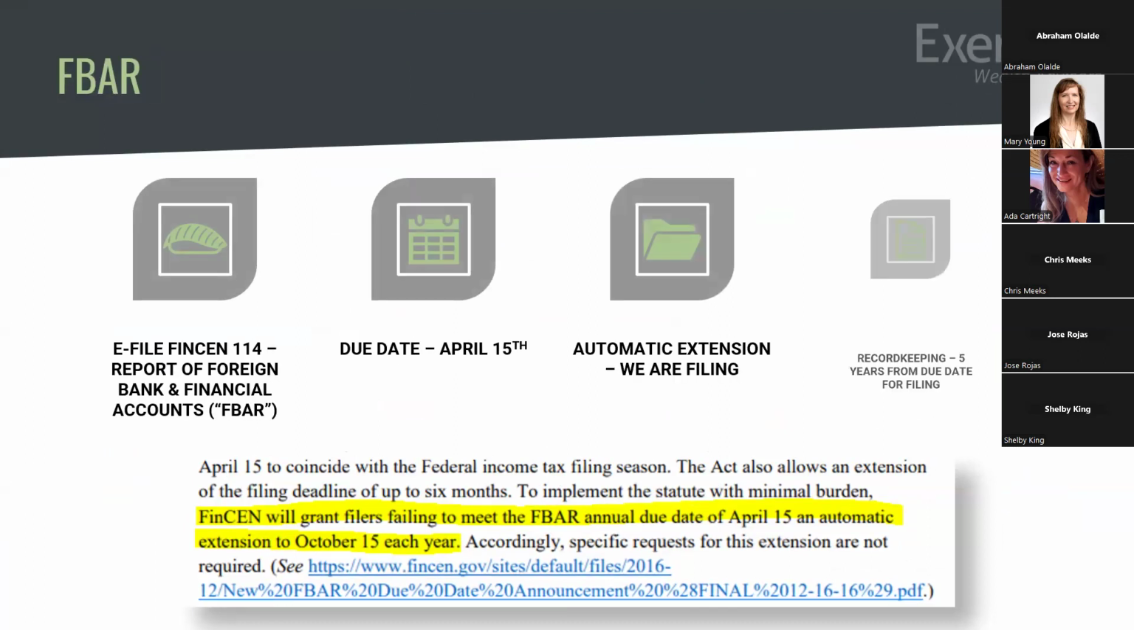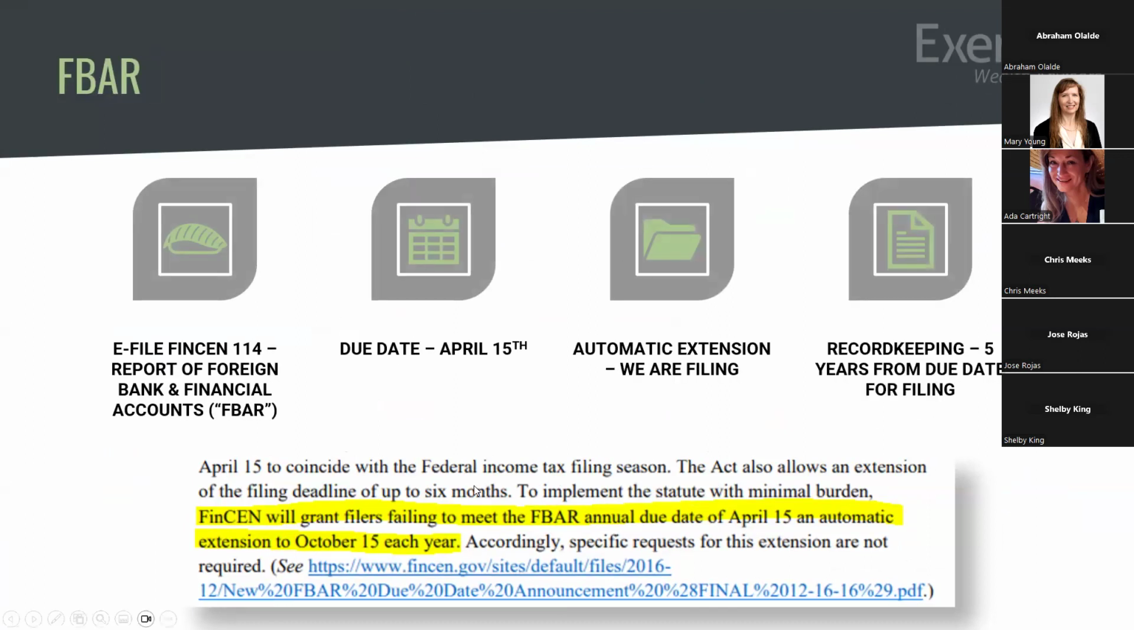Okay. So the due date is the due date of the return, April 15th most years, unless there is an emancipation year. And then you also have an automatic extension, so you don't have to file Form 4868, but we do file it with all our clients. So just keep in mind that it's an automatic extension either way.